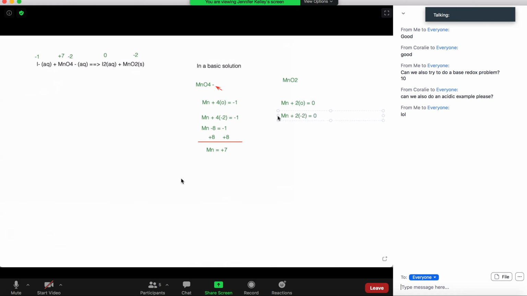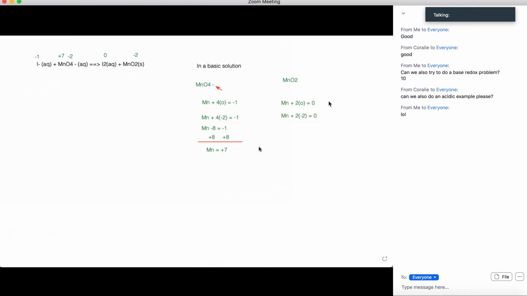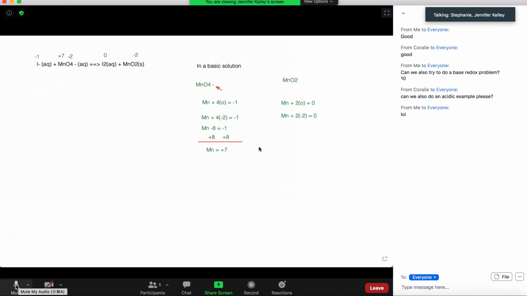Professor Kelly? Yes. Is it equal to 0 because there's no charge at the end? Is that correct? That is correct. Okay. That's why it equals 0. Okay, thank you. You're welcome.